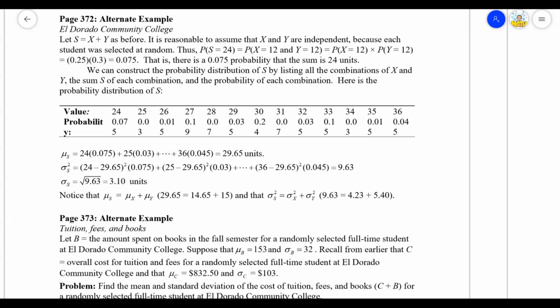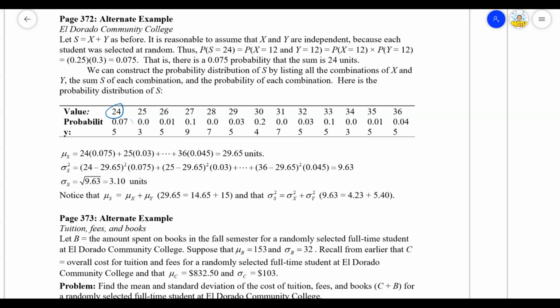We would not do it this way. This is why I'm going to show you the rule. But what they're doing here is finding the probability that somebody has 24 credits. How would that happen? Well, the combined is 24 credits, so you'd have to have 12 at the one campus and 12 at the other. So you just multiply those two probabilities, and that's where the 0.075 comes from.